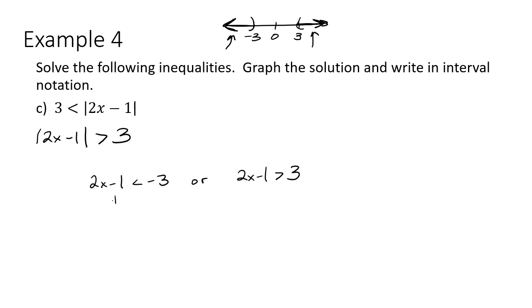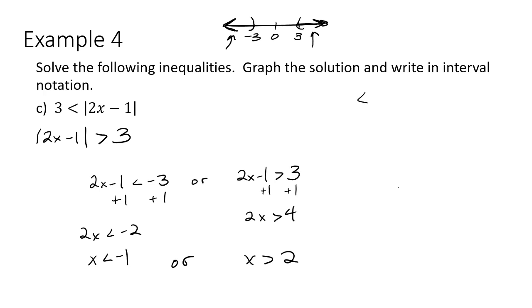I'm going to add 1. That would give me 2x is less than -2, which if I divide by 2 would give me x is less than -1. On the other one, if I add 1, I get 2x is greater than 4. If I divide by 2, I get x greater than 2. So we've got x less than -1 or x greater than 2.